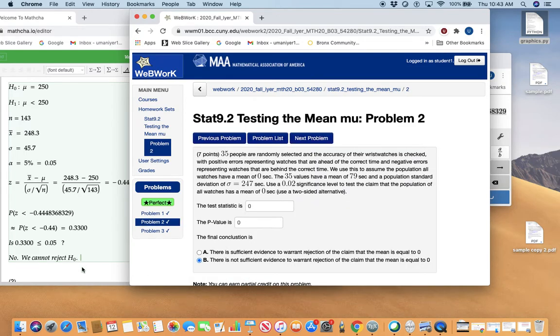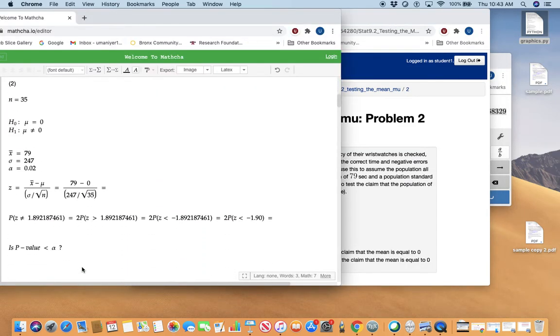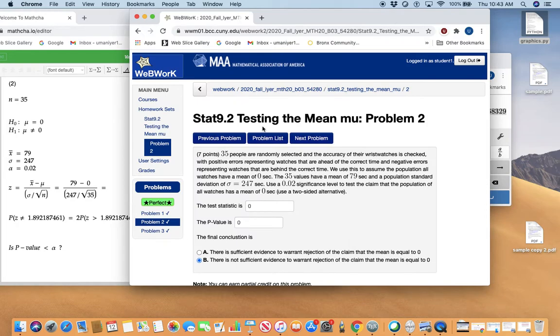Next problem. Okay, let's set it up. 35 people, so that already tells me sample size is 35. 35 people are randomly selected and the accuracy of their wristwatches is checked with positive errors representing watches that are ahead of the current time and negative errors representing watches that are behind the current time.